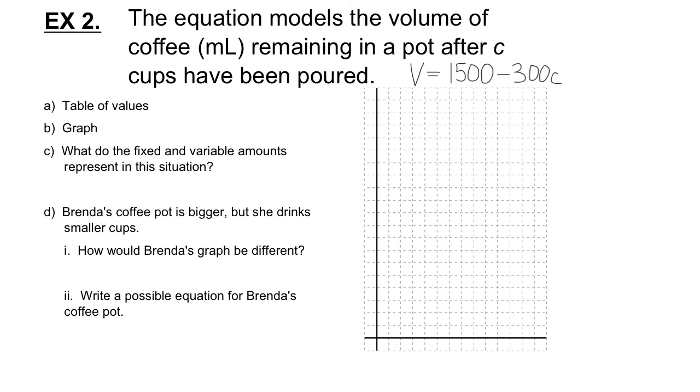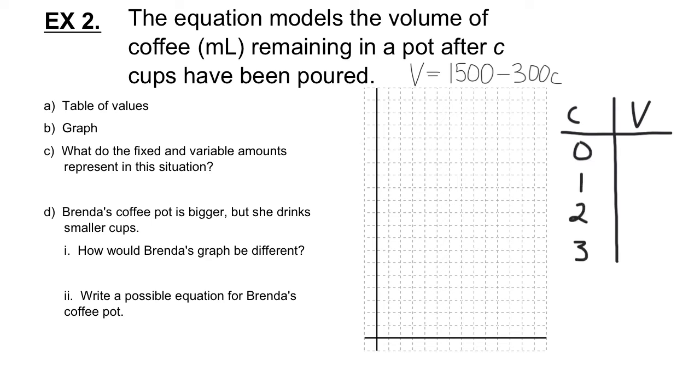So I want to talk about what this equation means first off. So we are starting with 1,500 and we're decreasing by 300 for each cup that's been poured. So you can make a table of values and make a graph. Volume is dependent. That's the one that goes on the y-axis. The number of cups is independent. That's the one that goes on the x-axis. So in my table of values, I always put the x value first and then the y value. Now I'm just going to start with 0 cups and work my way up a few.